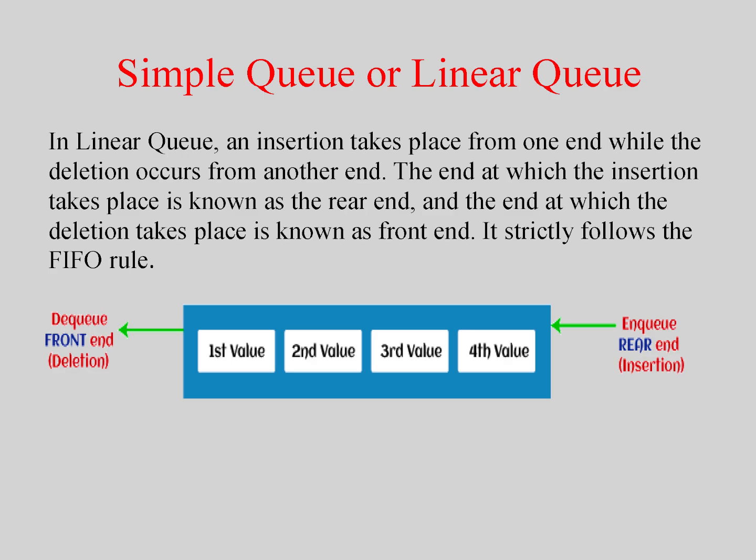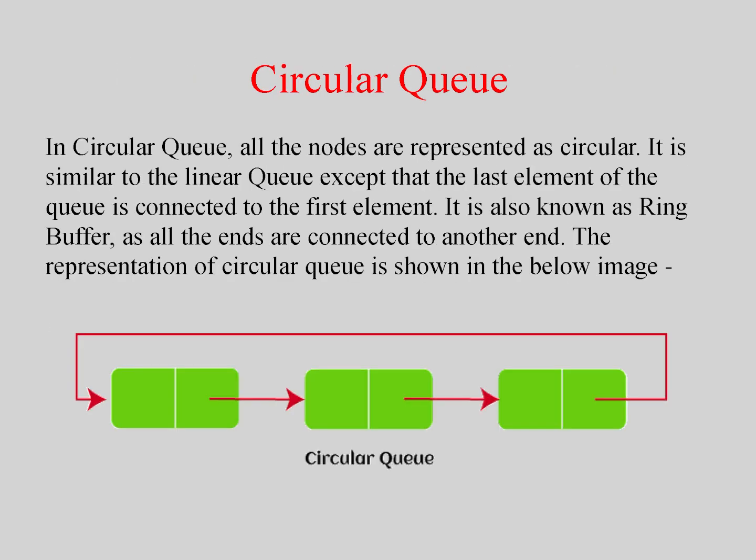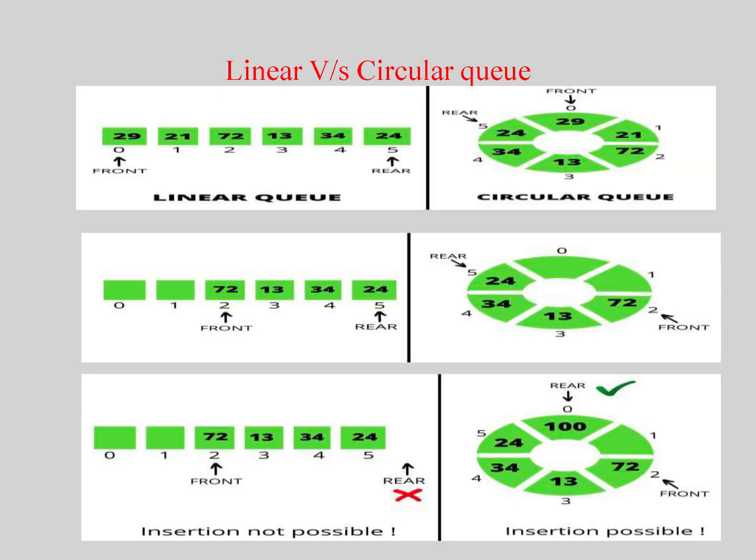Simple queue or linear queue. In linear queue, an insertion takes place from one end while the deletion occurs from the other end. The end at which the insertion takes place is known as the rear end, and the end at which the deletion takes place is known as the front end. Circular queue. In circular queue, all the nodes are represented as circular. It is similar to the linear queue except that the last element of the queue is connected to the first element. It is known as ring buffer, as all the ends are connected to another end.